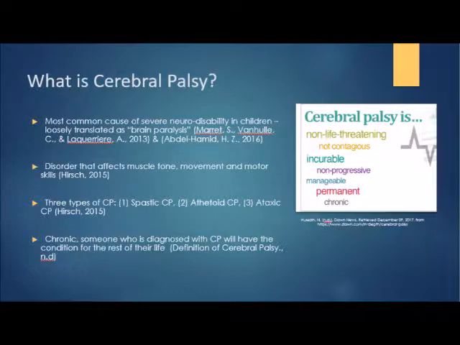Ataxic is caused from brain injury to the cerebellum before, during, or shortly after birth. The cerebellum is central to regulating balance and coordination commands from other parts of the brain and translating these signals to the central nervous system. Damage to the cerebellum causes a problem with balance and depth perception.